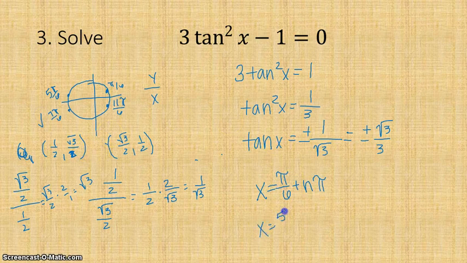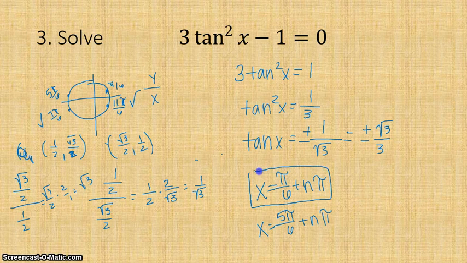X equals 5 pi over 6 plus n pi, and 5 pi over 6 plus pi would get me 11 pi over 6. So this actually covers all of my solutions within the unit circle as well as without.